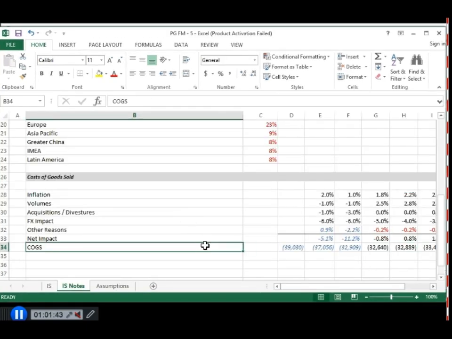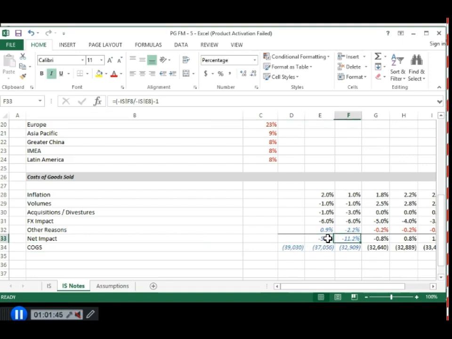Let's just save it. There was a problem in this link which I have fixed. It was 7 and 8. This is 5.